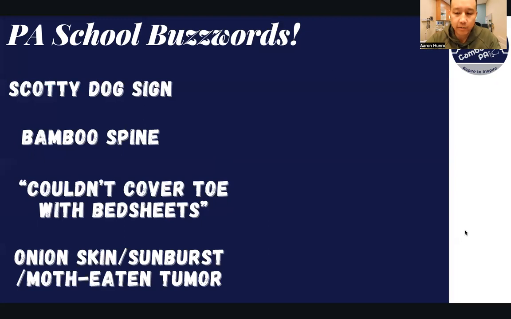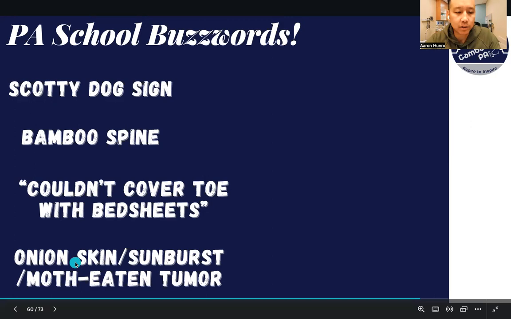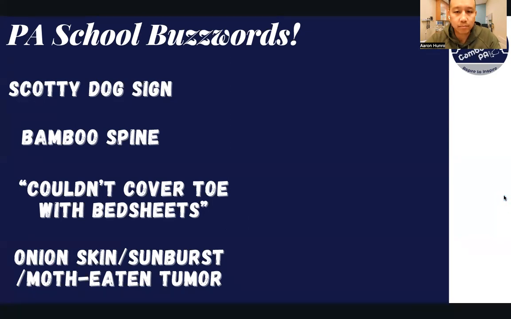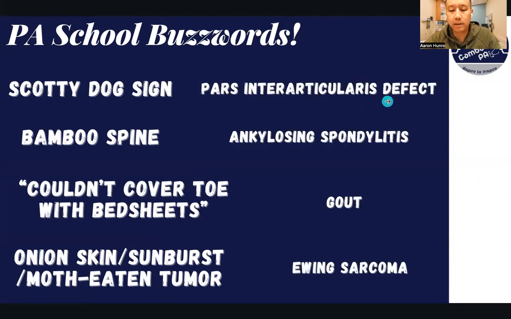So whenever you hear a Scotty dog sign or a bamboo spine, when patients present that they couldn't cover their toes with bed sheets, or on a radiology report, if you see an onion skin or sunburst, moth-eaten tumor, these are different components. Especially when you read them on a vignette, you already kind of know, boom, that disease or condition is X, Y, and Z. So for the first one, it's going to be a pars interarticularis defect. I'll show you on X-ray what that looks like. For bamboo spines, that's ankylosing spondylitis.